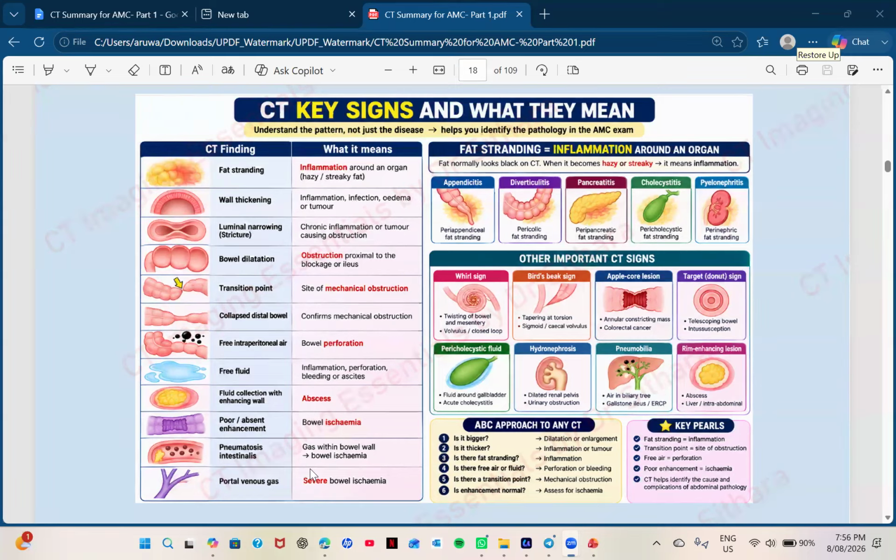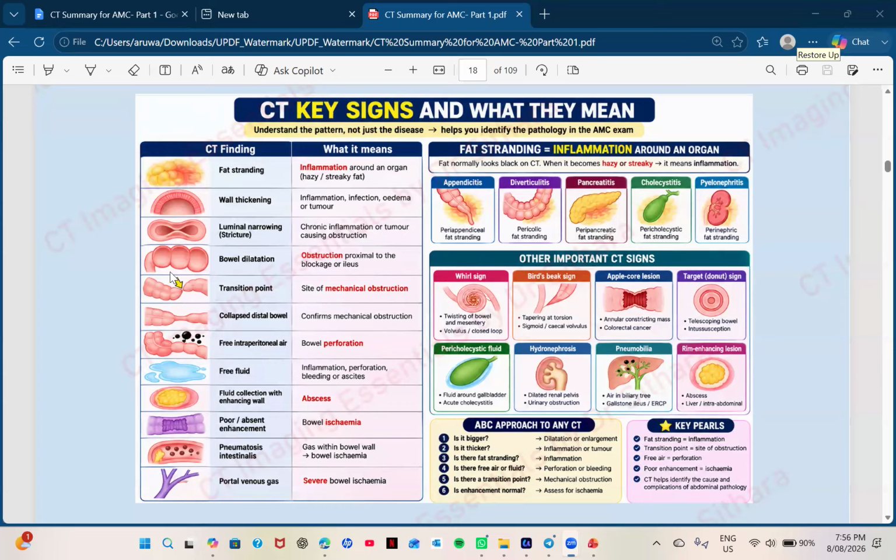Pneumatosis intestinalis, gas within the bowel wall, then bowel ischemia. I will show it, okay? You can very clearly see small dots, like small bubbles, in the wall of the bowel. It's very important. Then, if you can see portal venous gas, there can be bowel ischemia. Fat stranding, very important. The wall thickening, the narrowing, stricture.